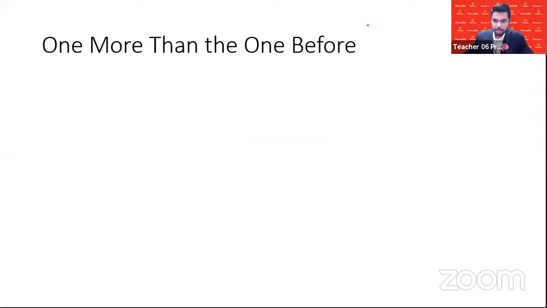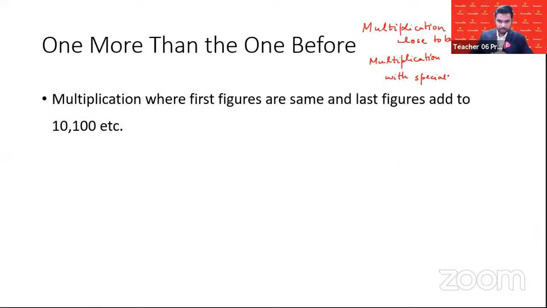So till this point, we have learned about multiplication close to the base. And also we have learned multiplication with special numbers. Now, again, we can do a lot of simplifications. And this is what we are going to look at in this slide. So let us see. So the example that we are going to do here is something like you have a number like 52 times 58. What is the specialty of this number?